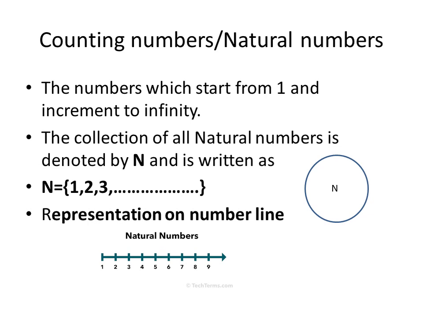Let us start from counting numbers, which are also known as natural numbers. Numbers which start from 1 and end up to infinity, that is, there is no limit to these kind of numbers. Collection of all such numbers is denoted by capital N and they can be represented in the set form also. Representation of such numbers is also possible on number line, which is shown on the screen.